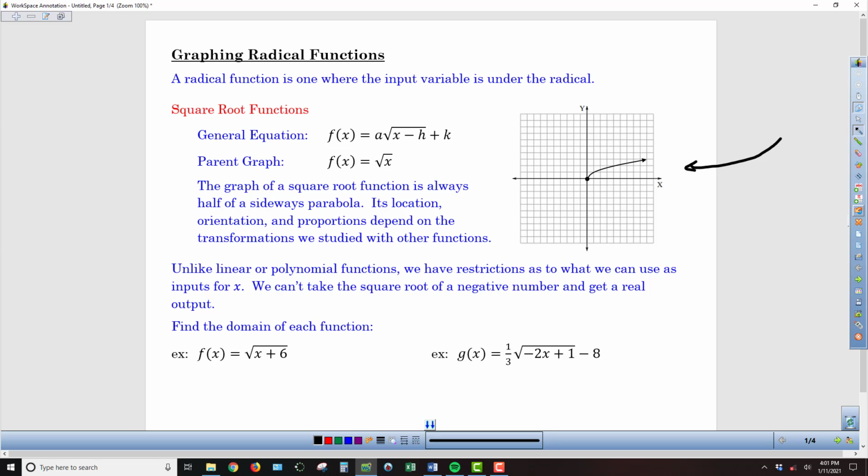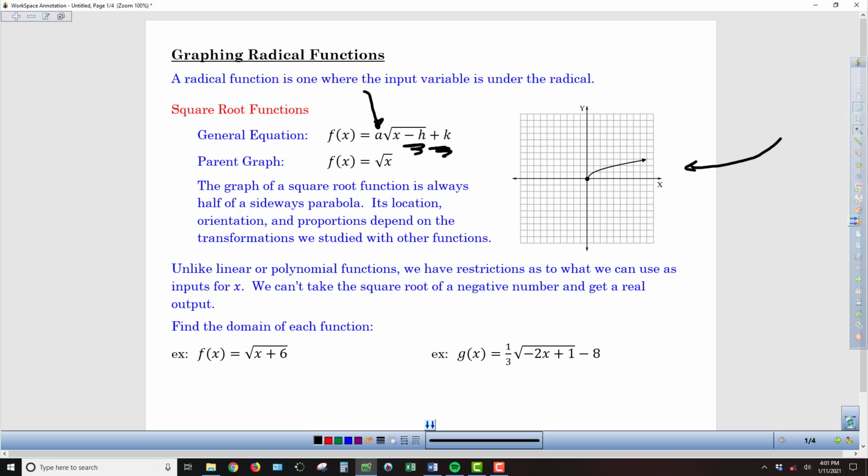We can translate the graph horizontally with a number added or subtracted inside of the radical. We can translate the graph up and down with a number added or subtracted on the outside of the radical, and then we can dilate the graph, meaning we can stretch it or shrink it in the vertical direction with a coefficient on the outside of the radical. But in order to apply those transformations, we have to understand what the parent graph looks like.